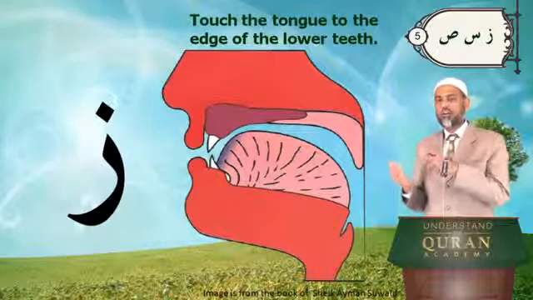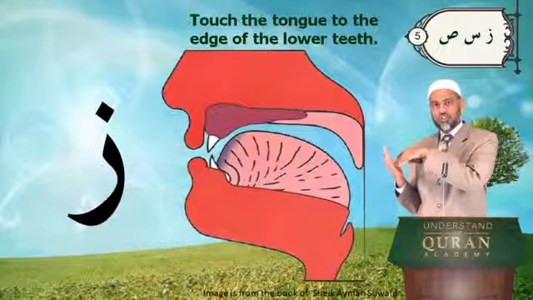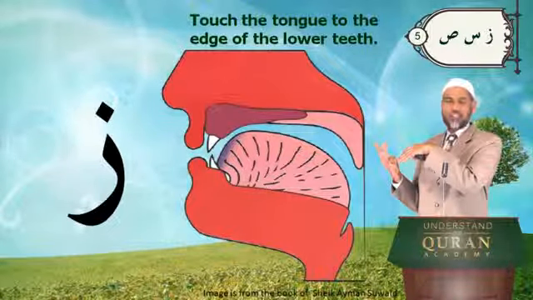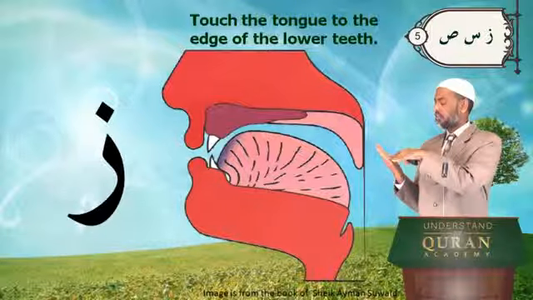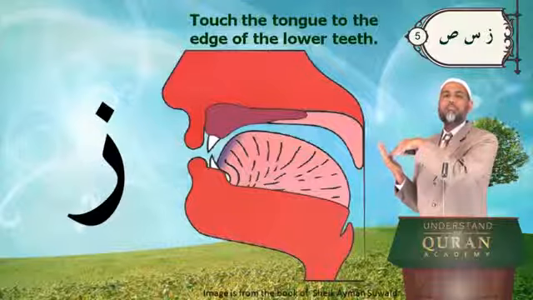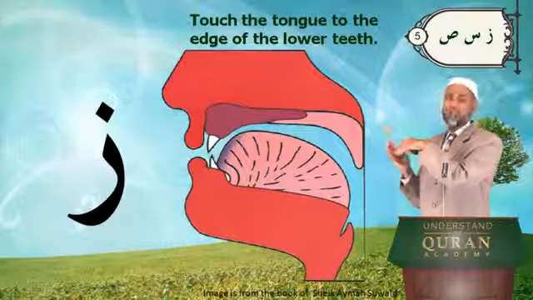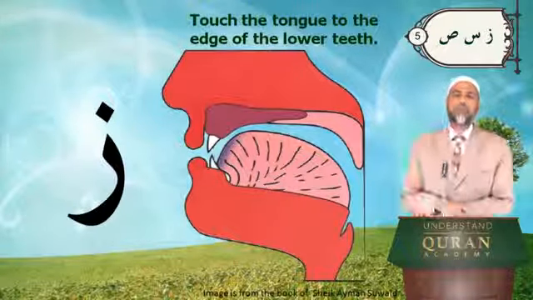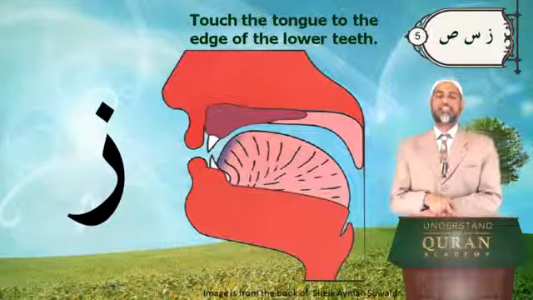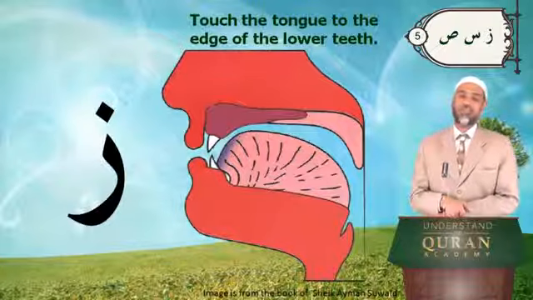Touch the tip of the tongue to the edge of the lower teeth. Okay, if this is the teeth, these fingers representing teeth, and here, the gums. So you touch the tip of your tongue to the lower teeth as shown clearly in the picture, and then blow the sound. Zzz, blow the air. Zzz, with sound, of course.